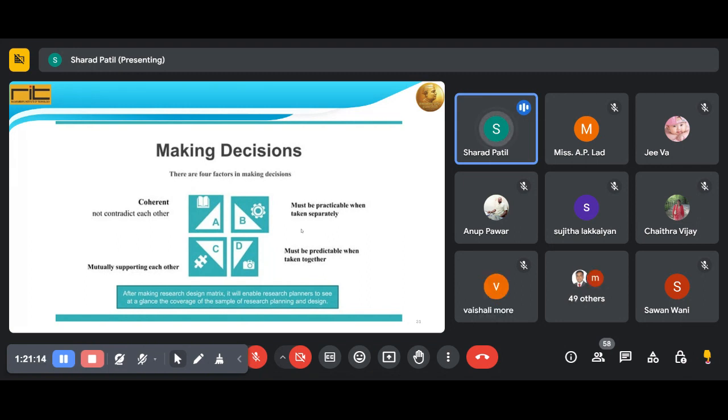Is it clear? So making decisions has four types: coherent decisions, supporting decisions, then practicable decisions and predictable decisions. And if you take the decision timely, then your research will progress fast, and you will get very good planning and execution of whatever the research questions are there.